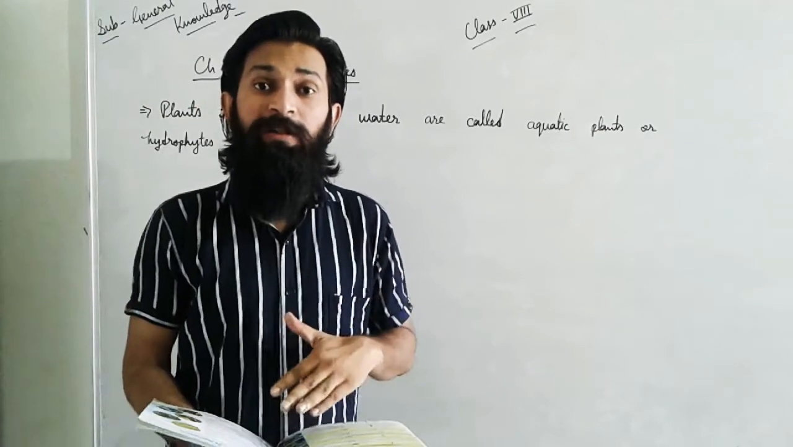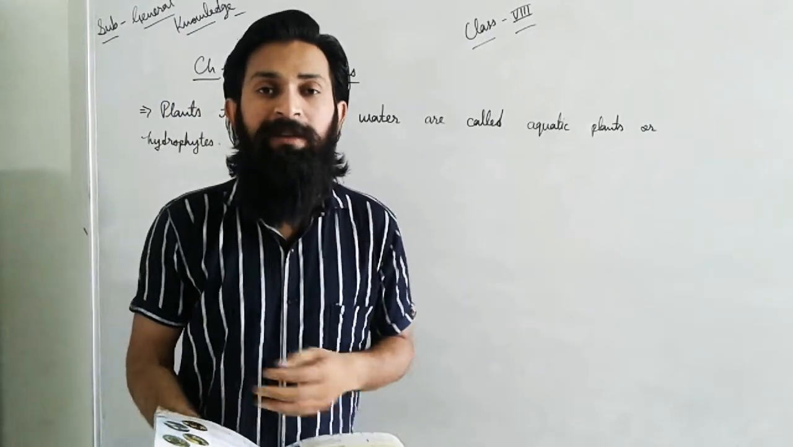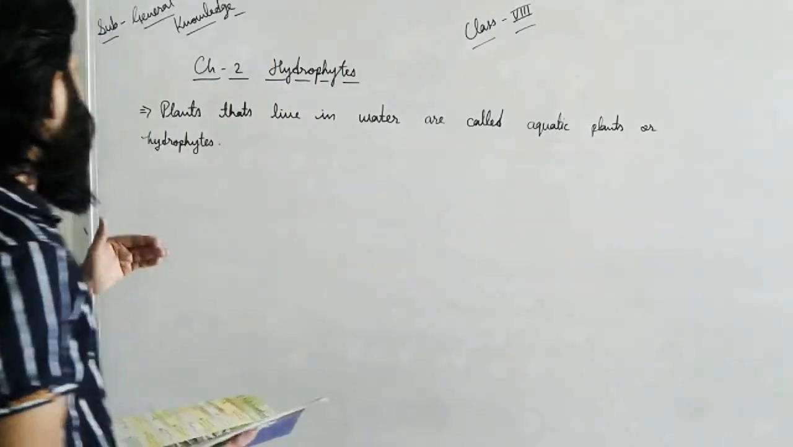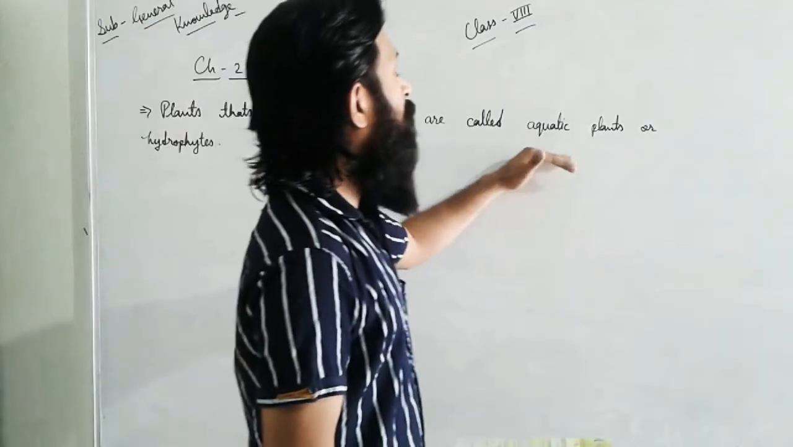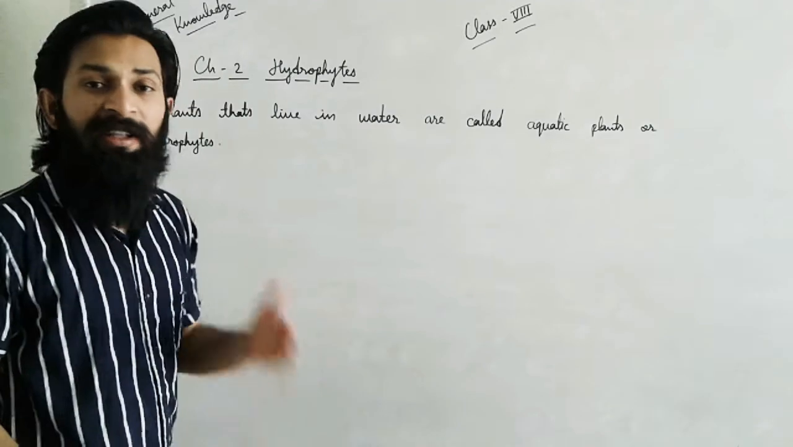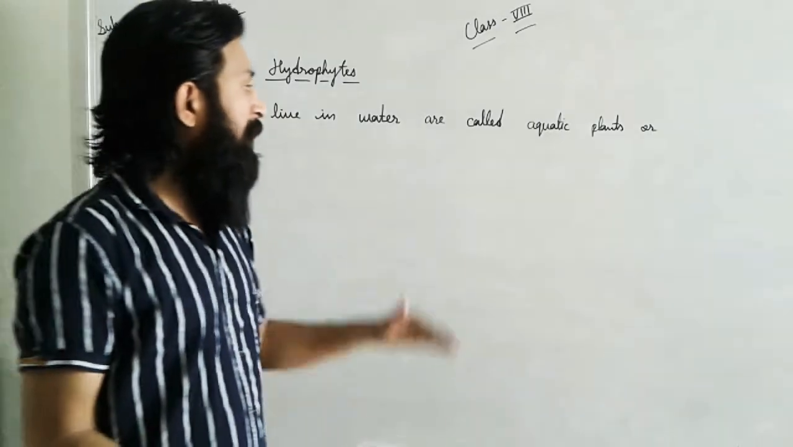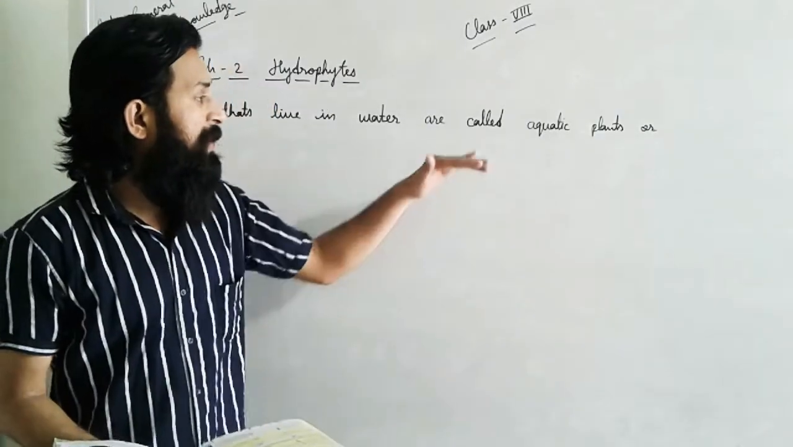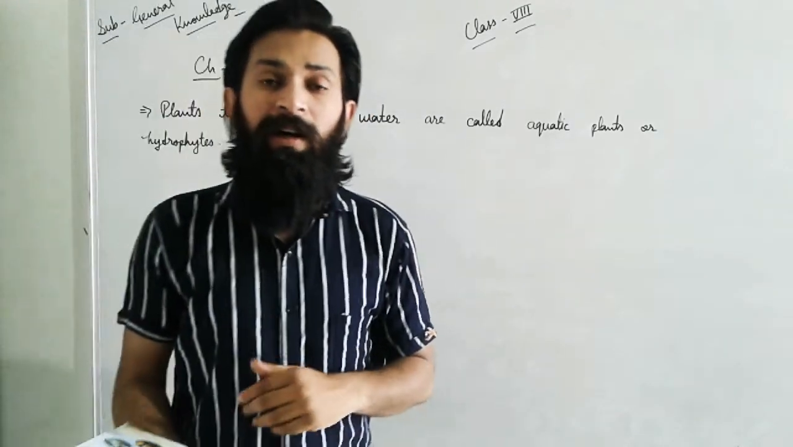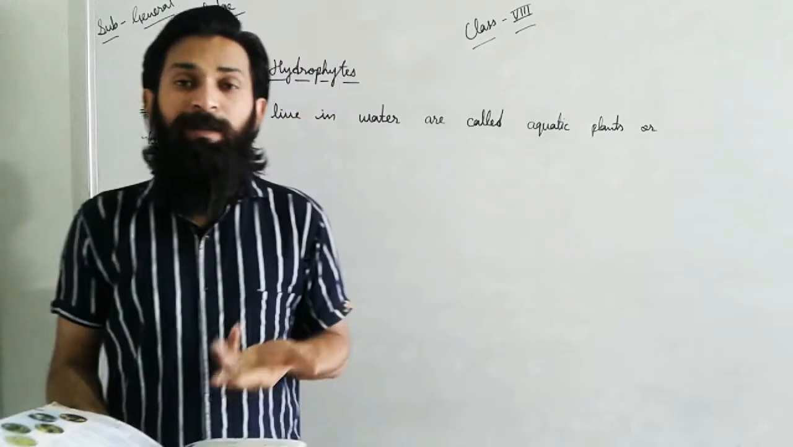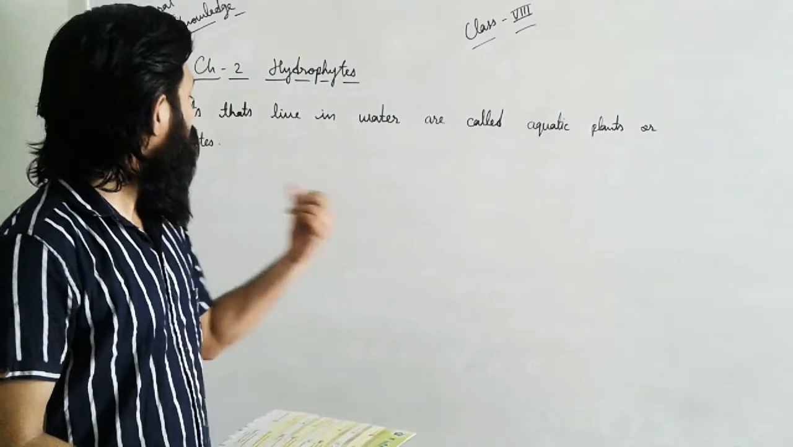At first we have to know what is meant by hydrophytes, which type of plants are known as hydrophytes, then we can talk about that type of plants. The definition given here is: plants that live in water are called aquatic plants or hydrophytes. Means plant species that live in water and mostly survive on the basis of water, spending their whole life cycle on the water, are known as aquatic plants or hydrophytes.